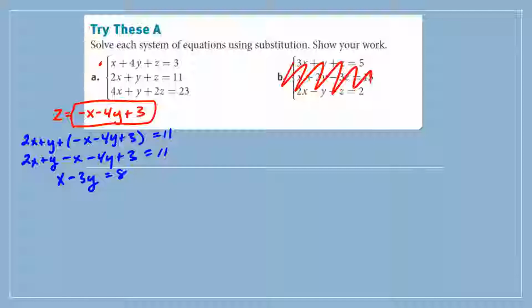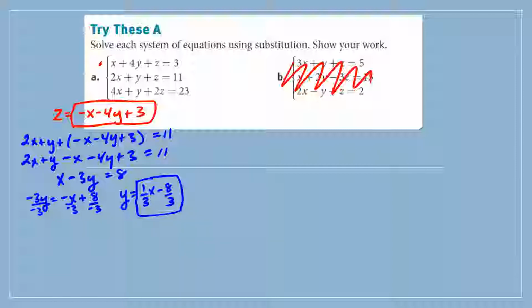And then I would subtract x, so I would get negative 3y equals negative x plus 8. And then I would divide everything by negative 3. So I would end up with y equals 1/3 x minus 8/3. So that's what y equals.